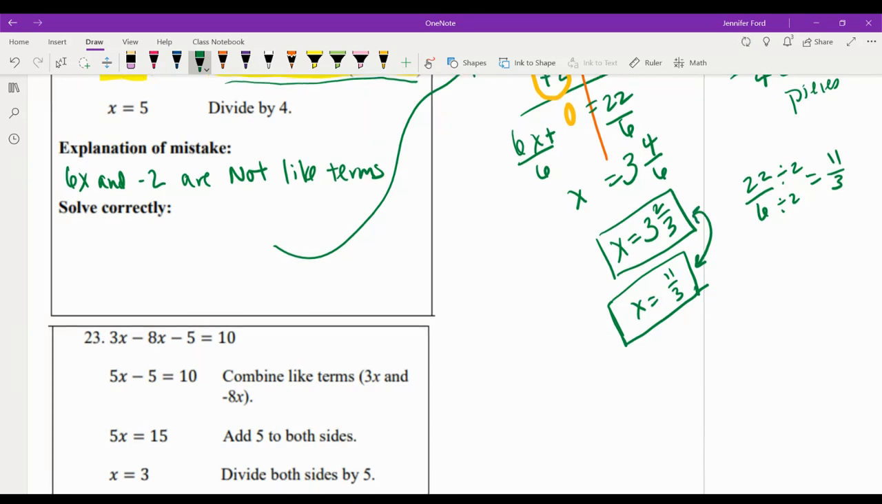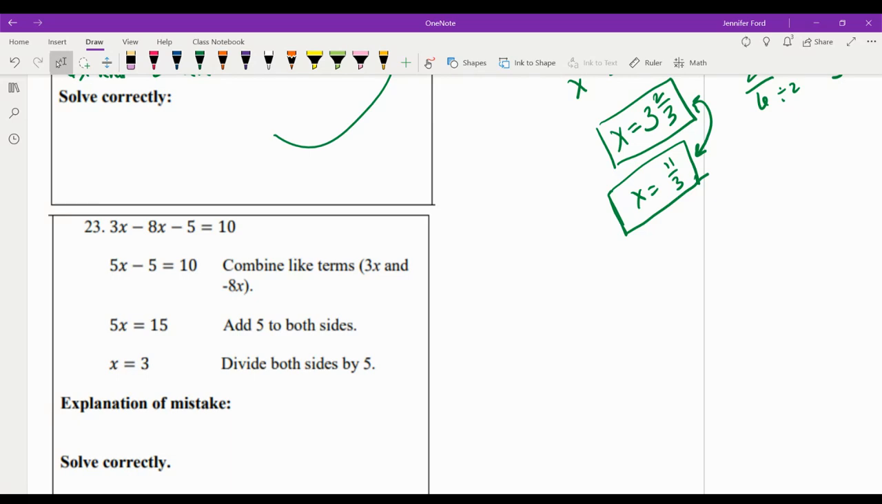Okay, next. So let's see. 3x minus 8x minus 5 equals 10, and they combine the terms 3x and negative 8x, and they're missing a negative sign. 3x and negative 8x.